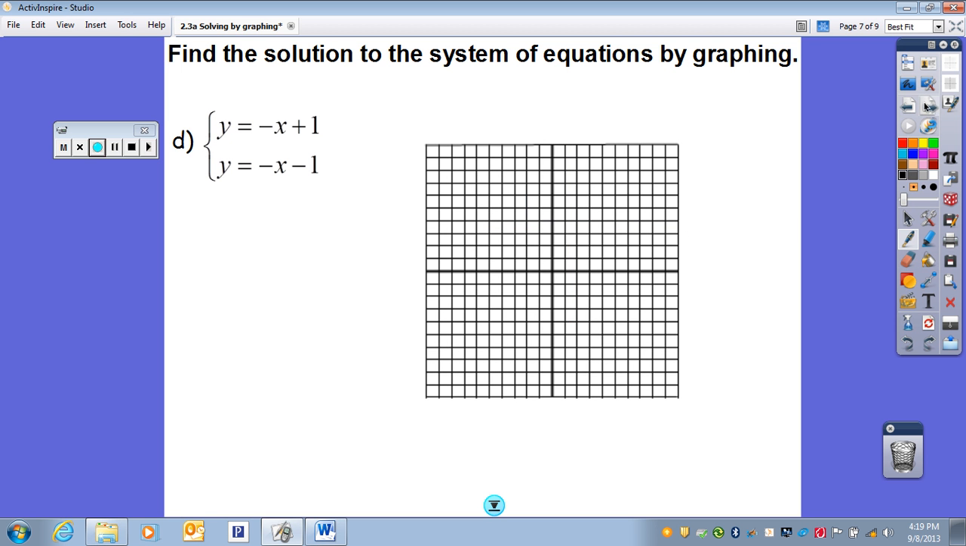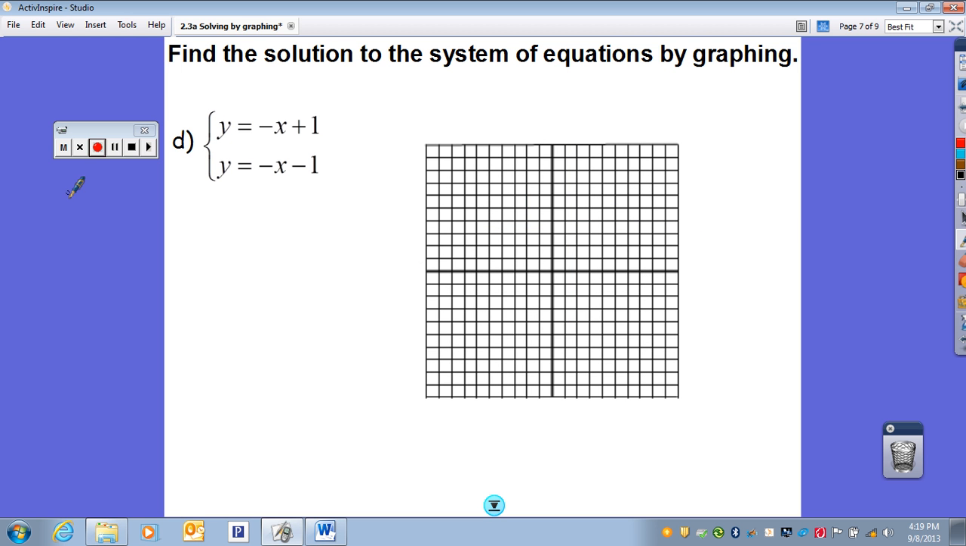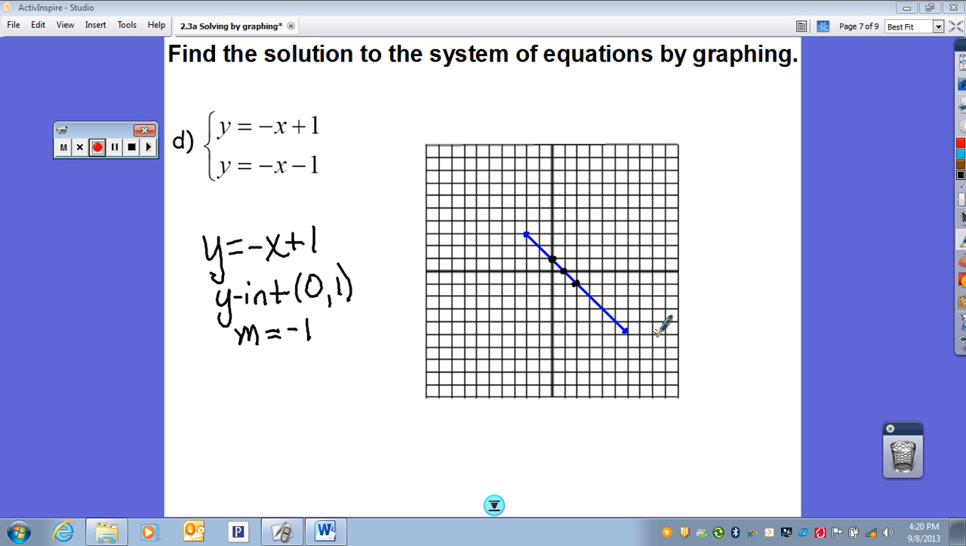Let's take a look at the next one. We have y equals negative x plus 1. Our y-intercept is at the point (0, 1), and our slope is negative 1. We'll put our point at positive 1, and our slope being negative 1 means down 1 over 1. We'll draw on our line. Be sure to label your line y equals negative x plus 1.